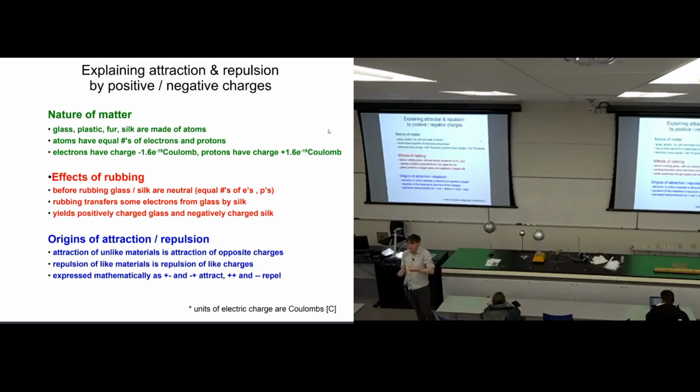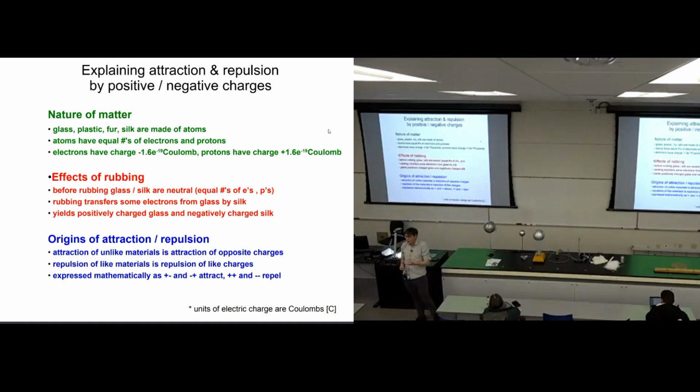The electrically neutral glass has lost some electrons, so it becomes positively charged. The electrically neutral, originally, cat's fur has gained some electrons, so it's become negatively charged. So they get charged by the rubbing. And the same if you rub the plastic rod with the silk.